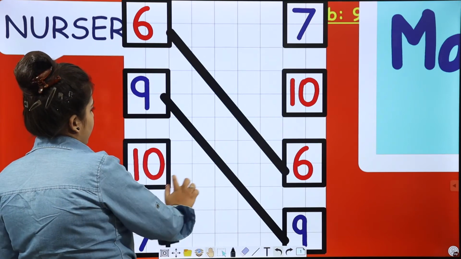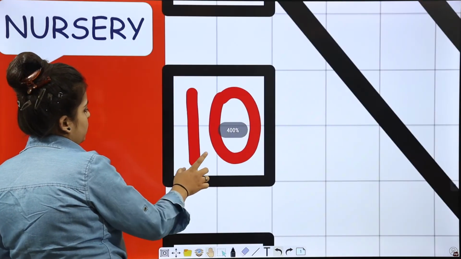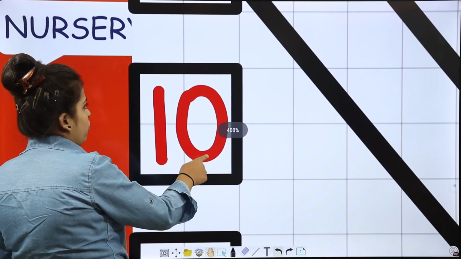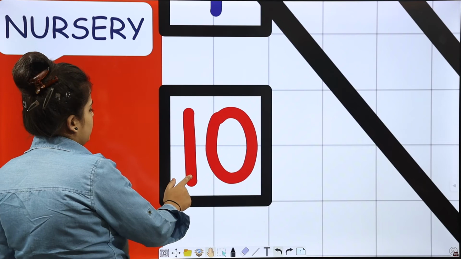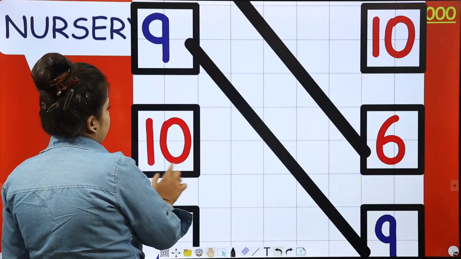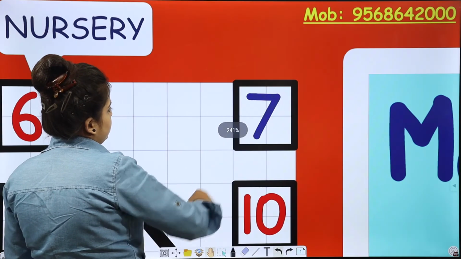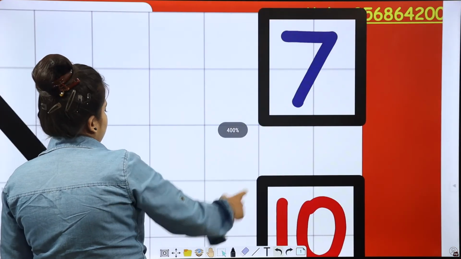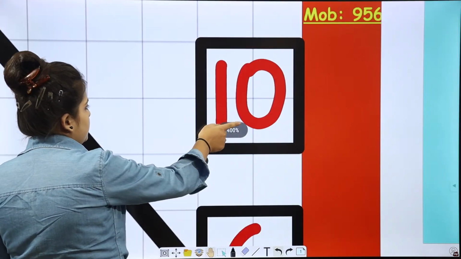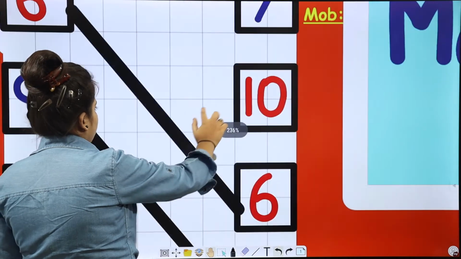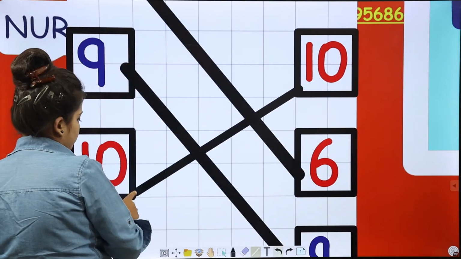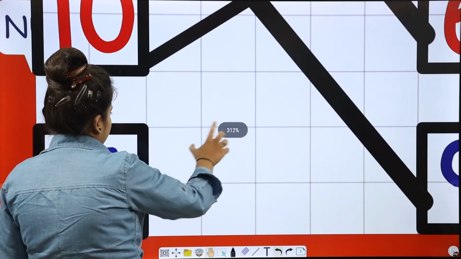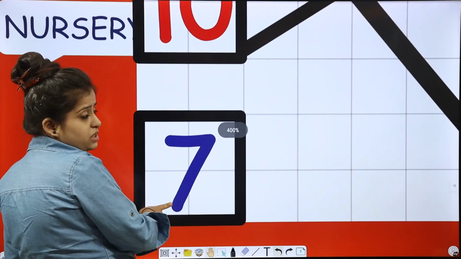Okay. And the third number comes here. 1, 0, 10. Look for the number 10 now. Is this number 10? No. Is this number 10? Yes, this is number 10. Match it.